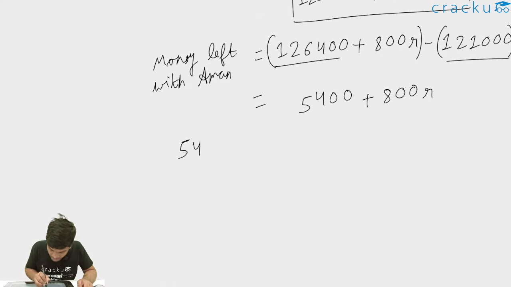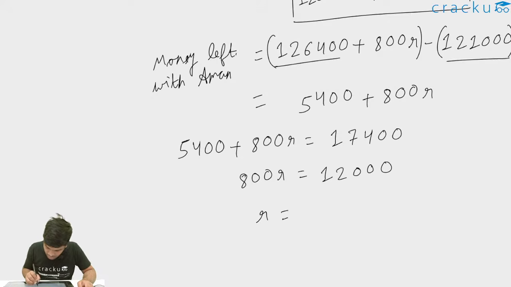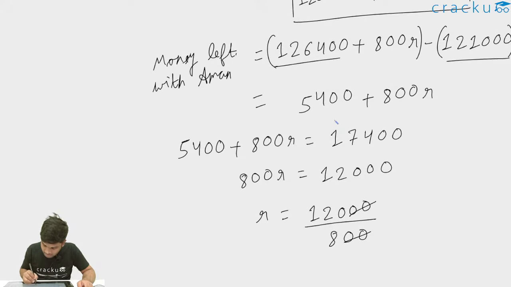So 5400 plus 800R is equal to 17,400. So from here you will get 800R is equal to 17,400 minus 5,400, which is nothing but 12,000. So from here you will get R as 12,000 by 800. Two zeros will cancel out. The remaining will be 2 and 30. So R will be 15%.